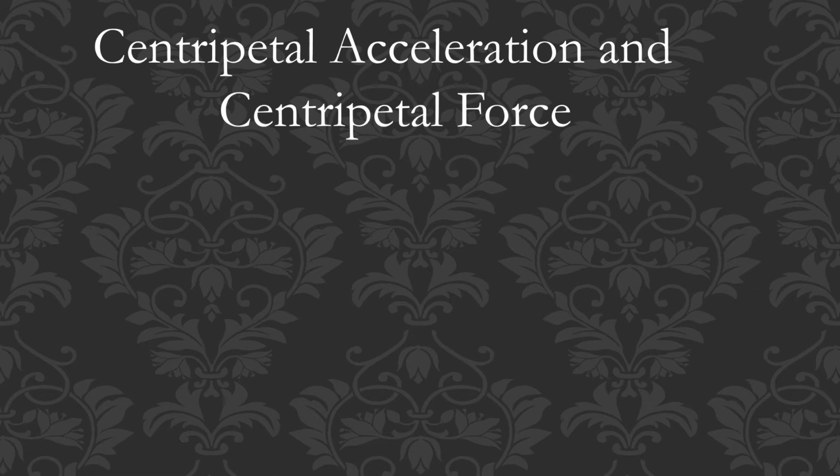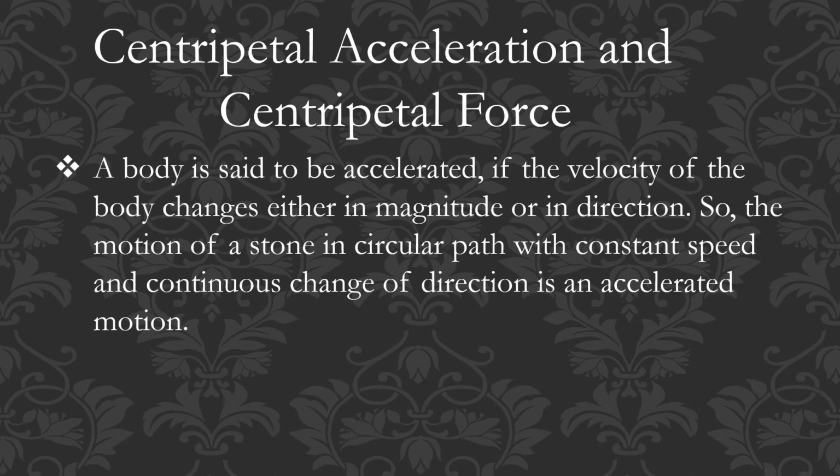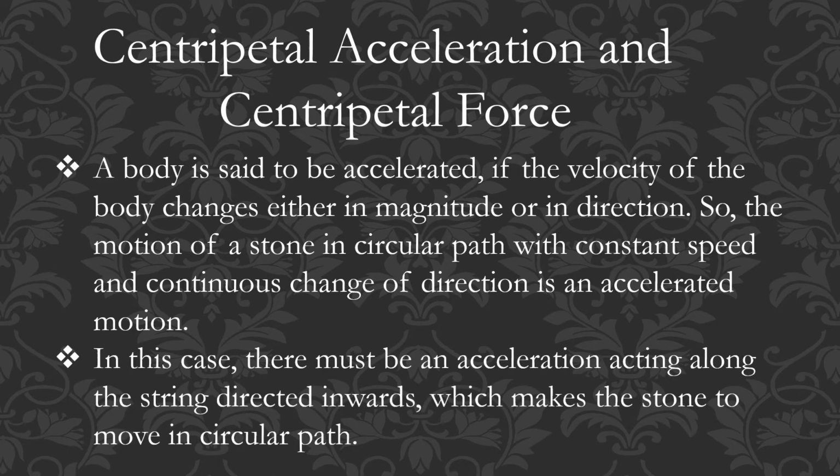Next we are going to see centripetal acceleration and centripetal force. A body is said to be accelerated if the velocity of the body changes either in magnitude or in direction. So, the motion of a stone in a circular path with constant speed and continuous change of direction is an accelerated motion. In this case, there must be an acceleration acting along the string directed inwards, which makes the stone move in a circular path. That's why this is a centripetal acceleration.